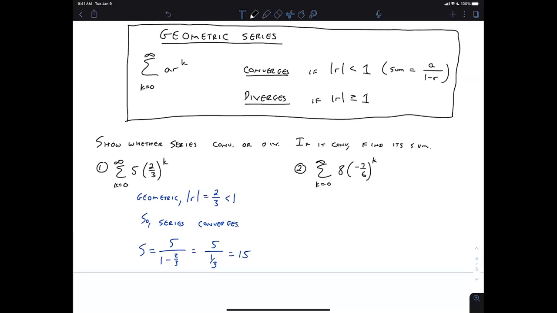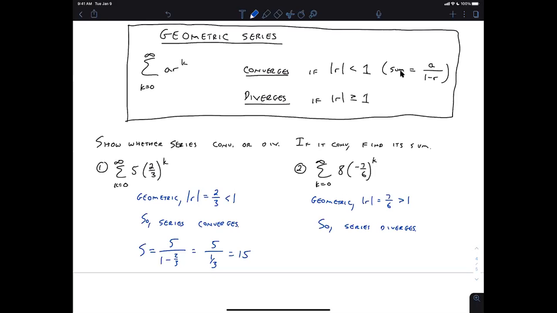Okay, so when you're looking at this, we should say, okay, this is geometric. The absolute value of r is 7 over 6, which is bigger than 1. So the series diverges. And we're done. You can calculate the sum, the S, but that is not the sum of the series. When it diverges, it goes to infinity, or it goes to negative infinity, or it bounces between infinity and negative infinity. So calculating this means nothing, even though you can get an answer for that.